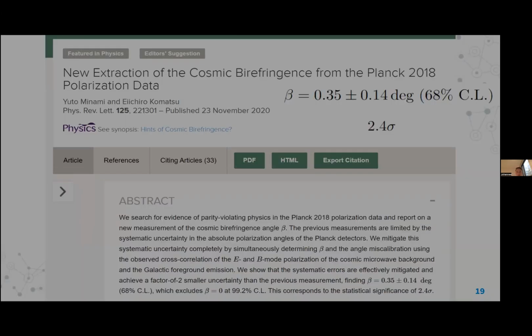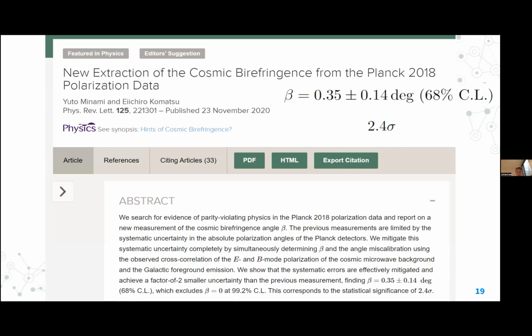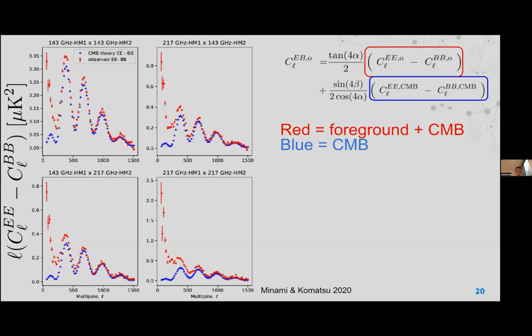So I remember 6 weeks after I started my PhD, this paper came out by Minami and Komatsu, and they had applied this method that they had validated using the simulations I showed. Then they applied it to real data, the Planck 2018 data, and they found a very weak hint of cosmic birefringence at a 2.4 sigma level. I remember there was so much talk on Twitter about these results, and people were excited, but 2.4 sigma is not really that much. And so not everyone was convinced.